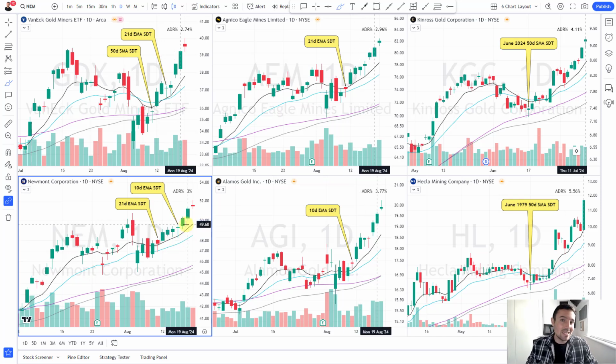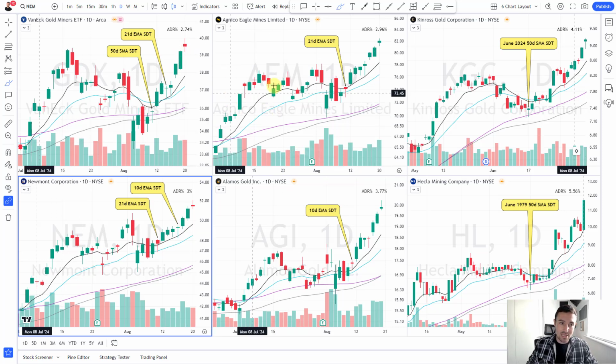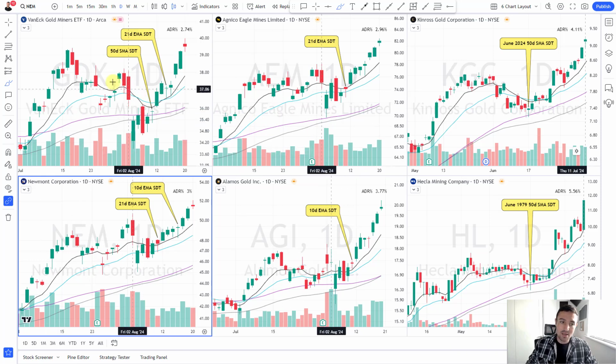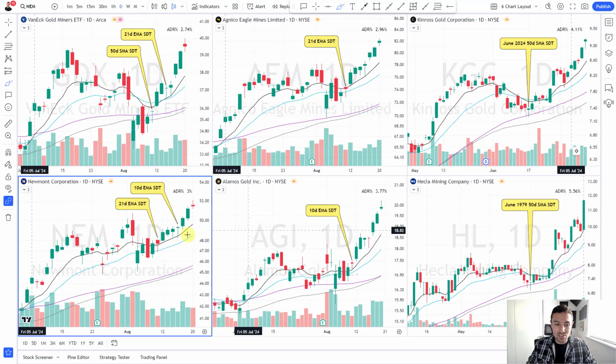So I like looking for these shakeout demand tails. This is one of my main go-to setups that I like to look for. Even better, because you'll see various stocks here, the four charts to the left-hand side. You'll see GDX, you see AEM, AGI, and NEM.